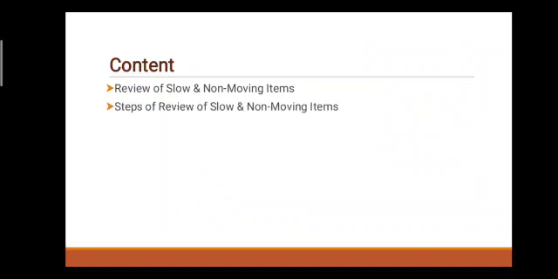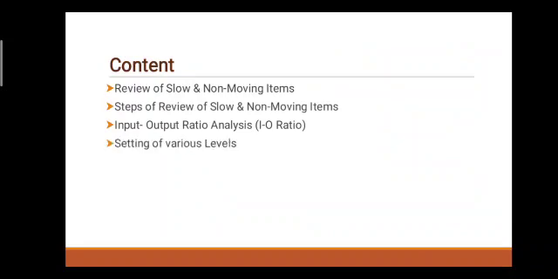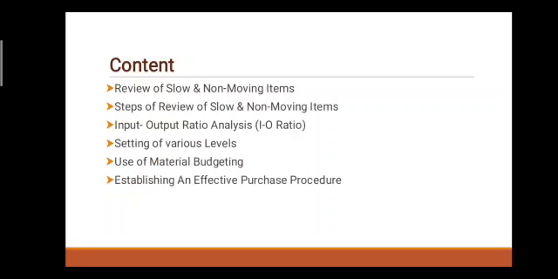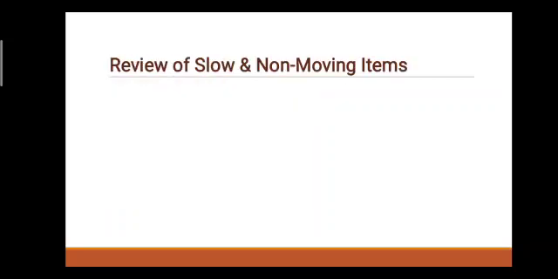We will discuss the content of the presentation: review of slow and non-moving items, steps of review of slow and non-moving items, input-output ratio analysis, that is I/O ratio, setting of various levels, use of material budgeting, establishing an effective purchase procedure, scraps and scrap disposal. First point, we will discuss review of slow and non-moving items.